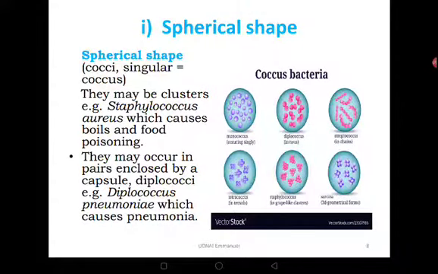We have the spherical shape. The word spherical comes from the word sphere. Sphere means something round. And those bacteria that are spherical are called the cocci. Some people pronounce it differently, but there's no problem as long as you know the spelling. Those are the spherical shaped bacteria, and one is called coccus. They may be in clusters, for example, the staphylococcus, which causes boils and food poisoning. They may occur in pairs, enclosed by a capsule, for example, diplococci, and so on.